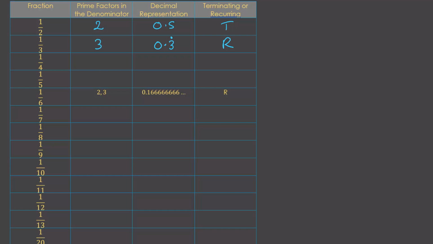A quarter, well, 4 is 2 times 2. So the prime factors in the denominator are just 2. This one is 0.25, and so it terminates. 1/5, well, 5 is a prime. So the fifth is 0.2, and so that terminates.